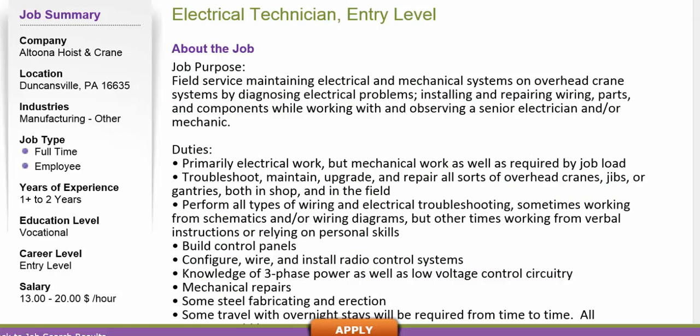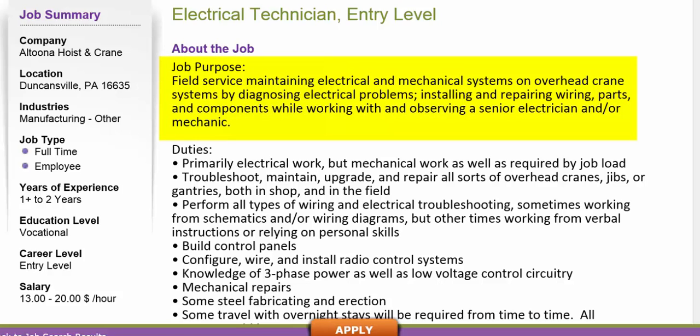The next job ad we're going to look at is for an entry-level electrical technician position. This job ad does not give us information about the company right off the bat, but they do start with some information about the job.